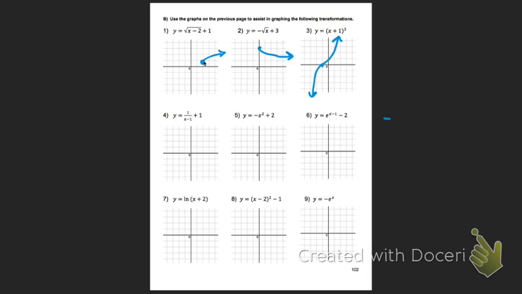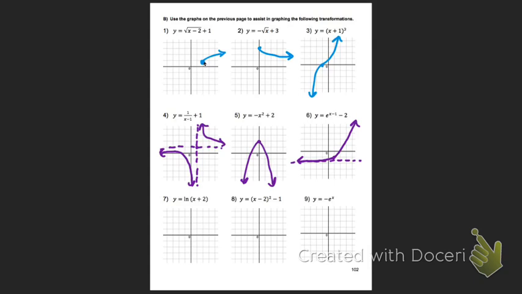Okay, try 4 through 6. Okay, so number 4, the starting point says 0, 0, and that's where your asymptotes are. You go right one, up one, so you have a vertical and horizontal asymptote that cross at 1, 1. And then it's in the top right, bottom left. If it were negative, how would that switch it? It would flip it, so it would be top left, bottom right.